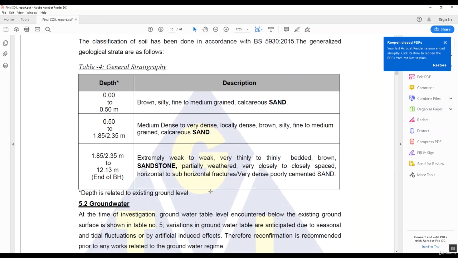Then he said, this is our project. He said from 0 to half a meter, we have silty fine sand. It's very fine sand. Then he made a borehole. From half a meter to 1.8 or 2.3 meters, different from area to area, because we take more than one borehole, 1, 2, 3, 4 for example, in the same plot. He said it's medium dense sand, for example. Then from 2.3 up to 12 meters, it's sandstone. It's a type of stone, but it's sandstone.